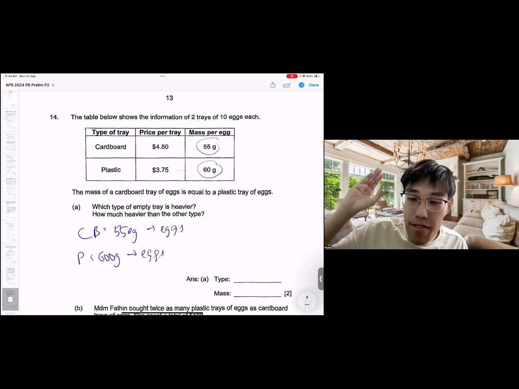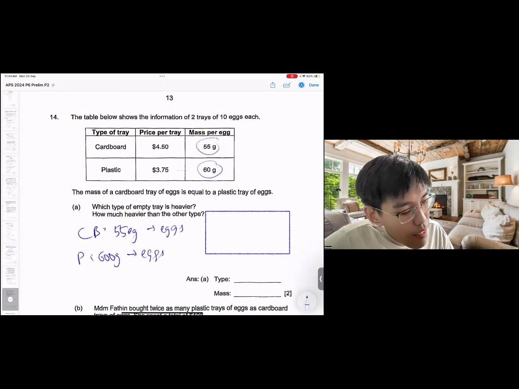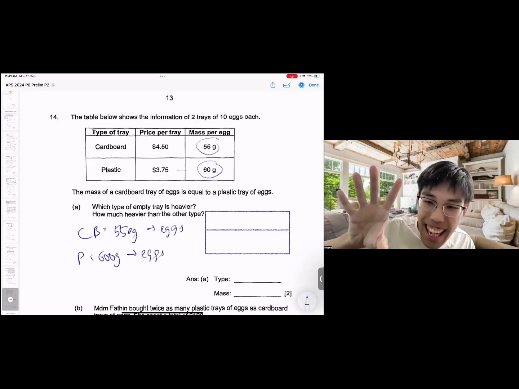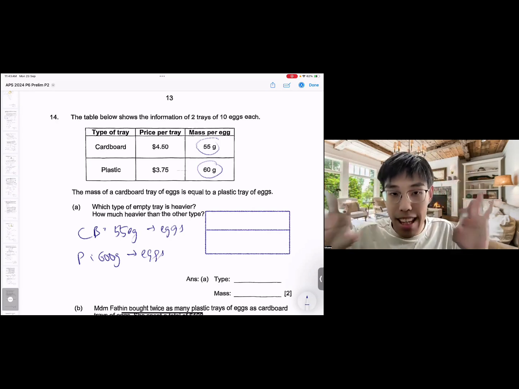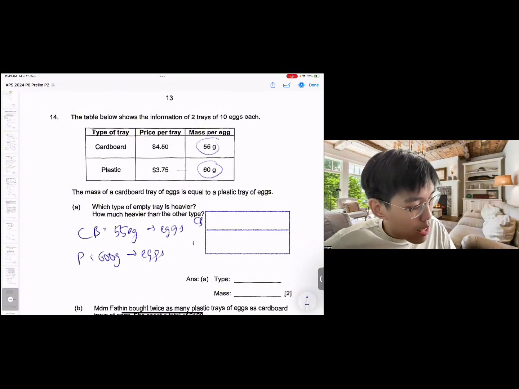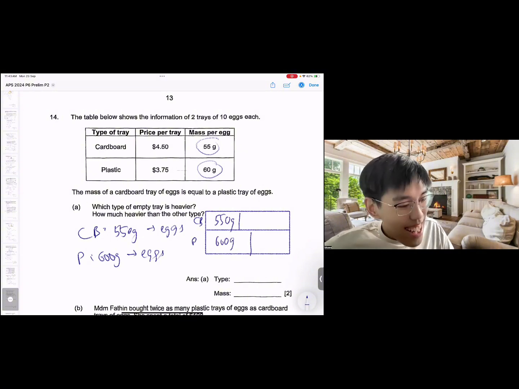I have to say again, eggs. Why do I need to keep reinforcing eggs? Because if I draw a model like that, and this dictates the same mass for the tray and the eggs, they are of the same mass. So I draw this one as cardboard, this is plastic. If the cardboard eggs is 550 and the plastic one is 600, so can I say that this is the tray?